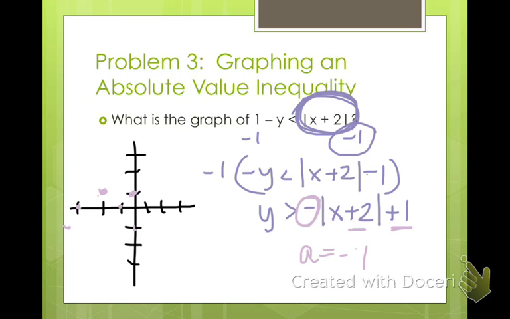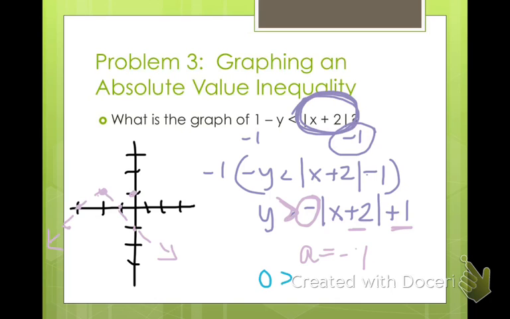And then is this going to be a solid line or a dotted line? I know this is a lot to think of. Because it's a greater than, it would be a dotted line. Okay, so now all we have to do is pick a point that's not on that line. So I'm going to make it easy on myself, and I'm again going to pick 0, 0.